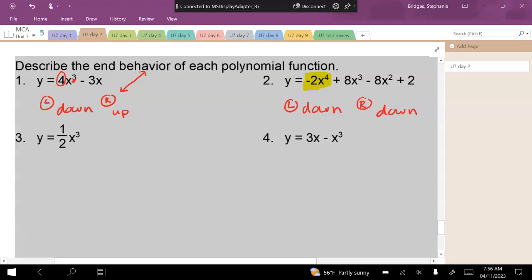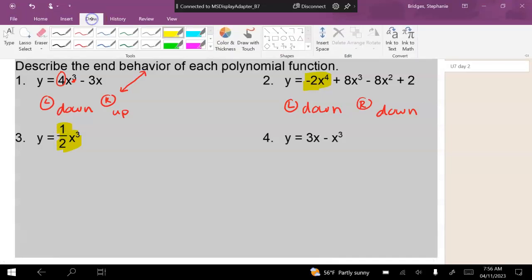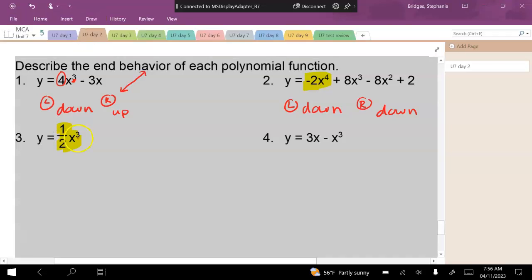Number 3, I've got y equals 1/2 x to the 3rd. Is that in standard form? Yeah, it's only one term. Okay, so we're focused on that. Is my degree even or odd? It's odd, so that means it's going to look like a line. We just have to determine if it's a positive sloped line or a negative sloped line. Is the number in front of it positive or negative? Positive. So we're going to think about a positive sloped line.